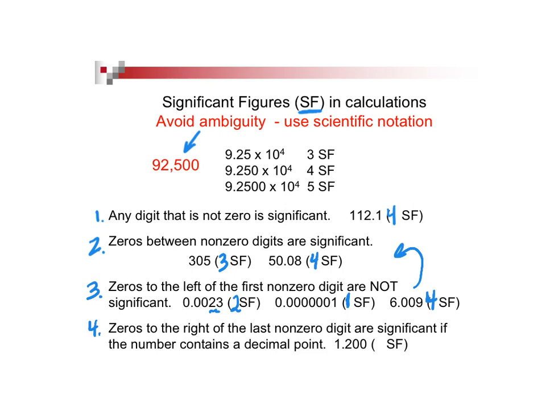The fourth rule says zeros to the right of the last non-zero digit are significant if the number contains a decimal point. Best is to use an example. 1.200. There is our decimal. There are the zeros. This value has 4 significant figures. Again, back this up, see it again until you can confidently predict.